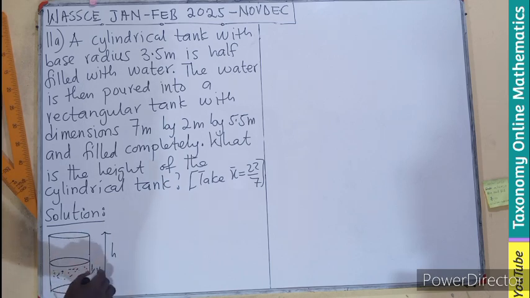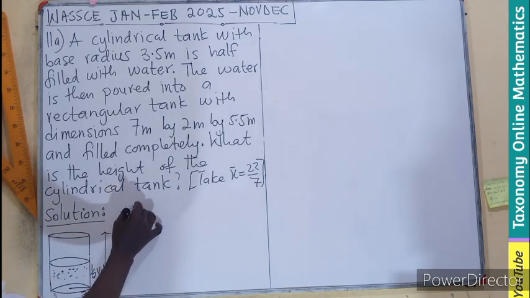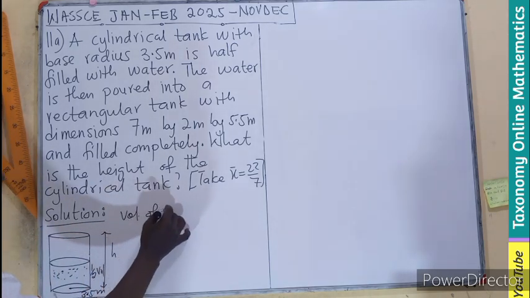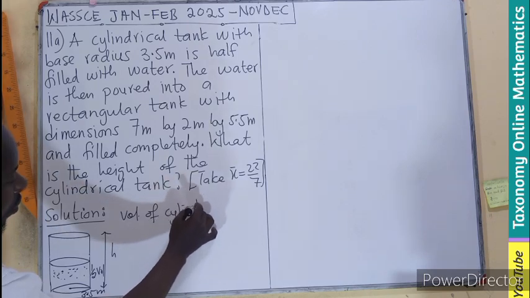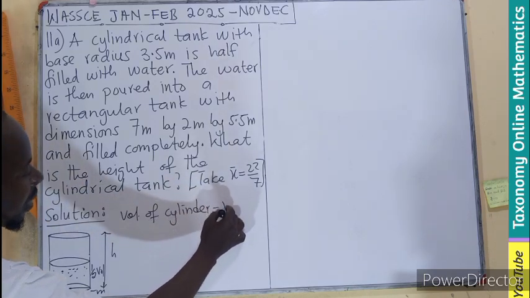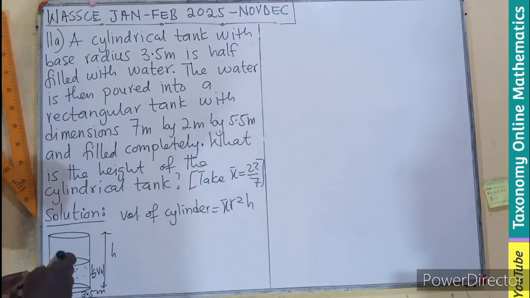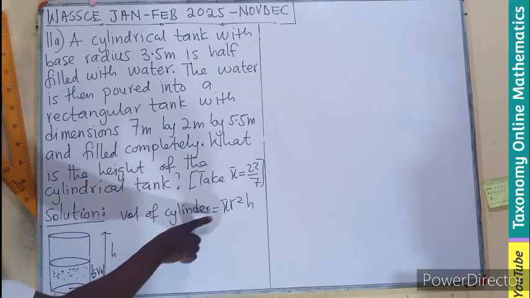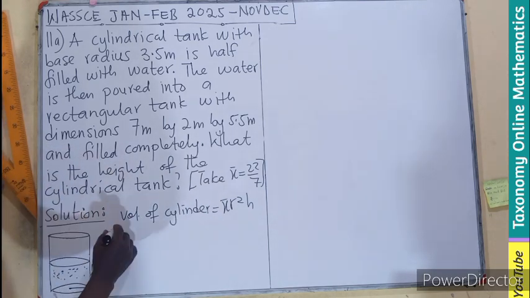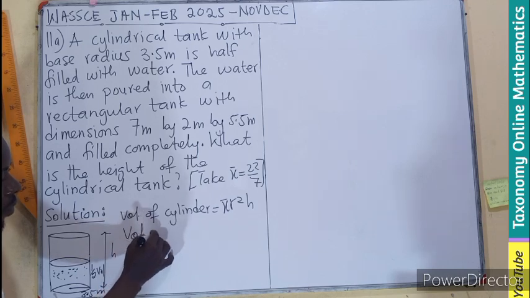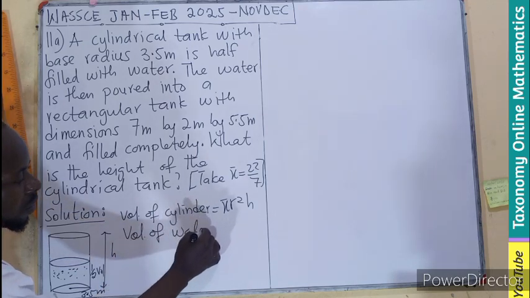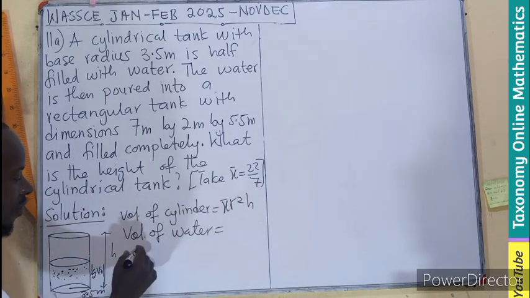of the volume of the container. Remember, the volume of a cylinder is given by pi r squared h. That is the capacity of this cylinder, whether big or small. But the volume of water is not the same as this. So we can say that the volume of water is going to be half of that.